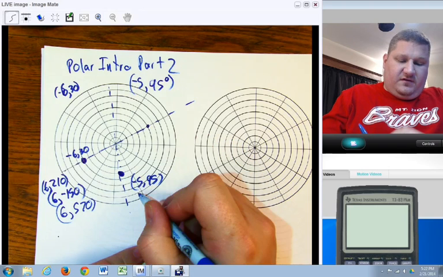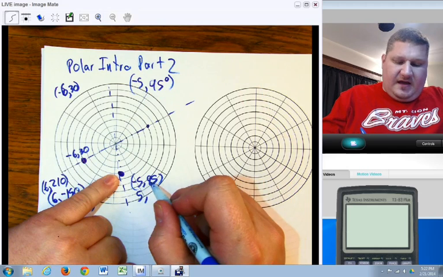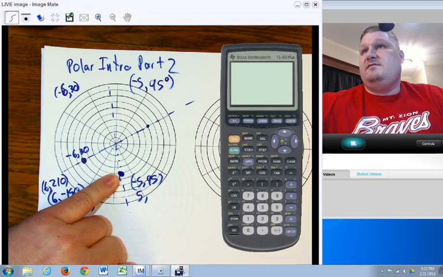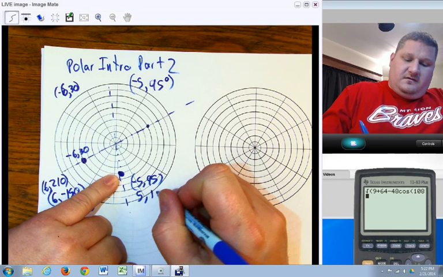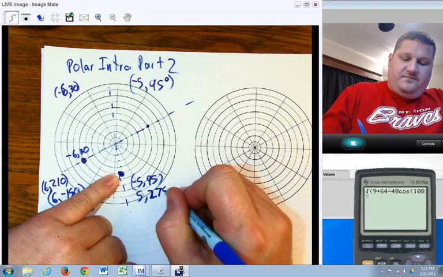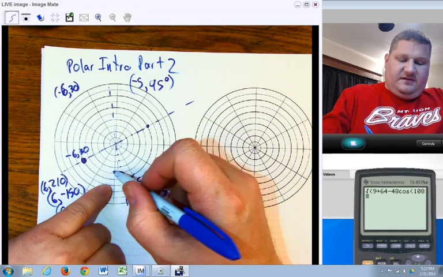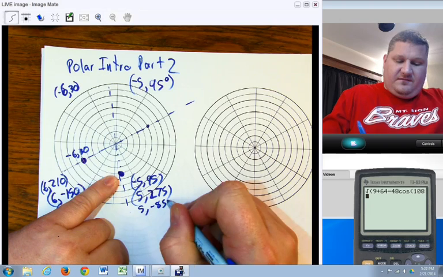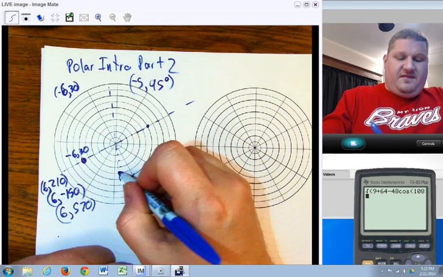Now, that could also be positive 5, comma, add 180 to that. If we take 95 plus 180, I believe it should be 275. 95 plus 180. Yeah, 275. You could have also gone the other way. If this is 5 short of that, it's going to be 5, comma negative 85. So any of those options are ways to plot that point right there.